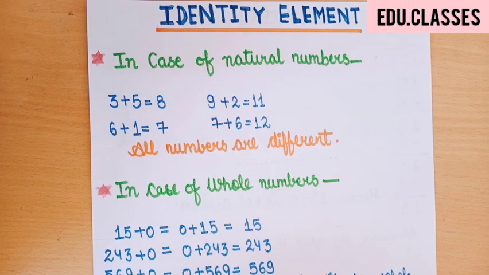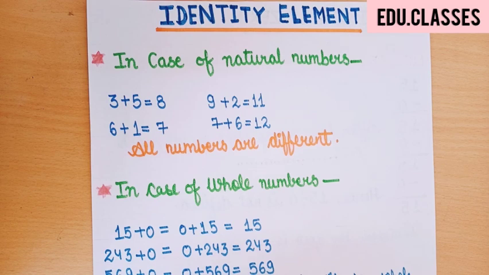Today we are going to learn about identity element. We have two cases here. The first case is of natural numbers and the second one is of whole numbers. Let's start with the first one.